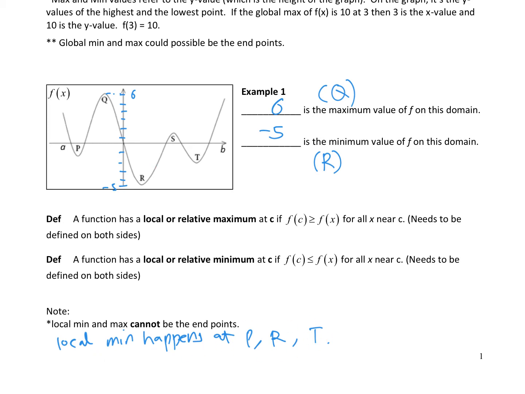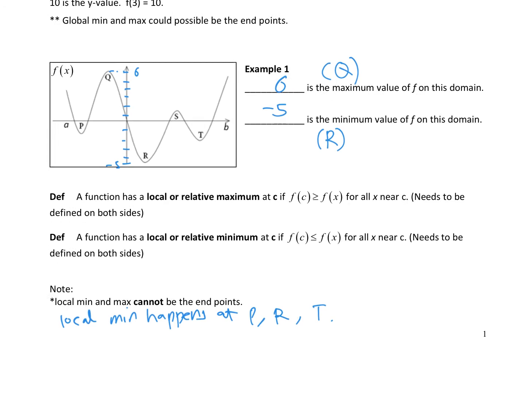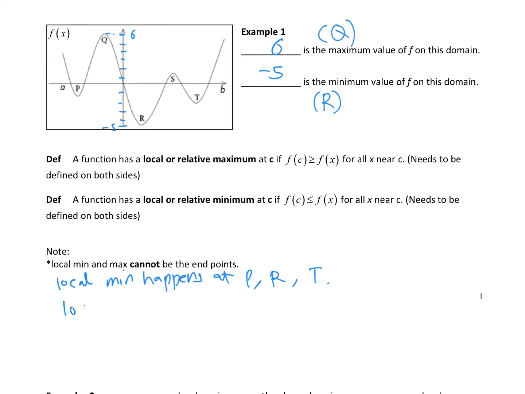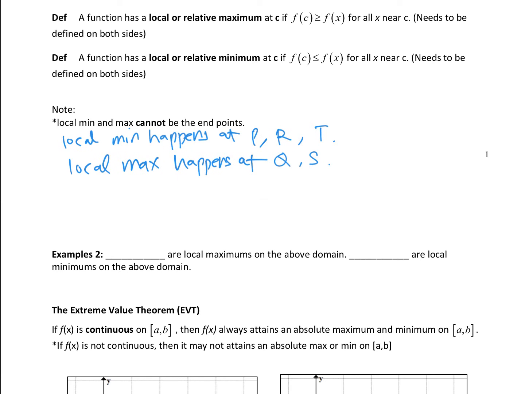And I can also say local max, let me move up a little bit. Local max happens at, so local max is the highest point around you. So Q, if you look around, you're the highest point around you. S, if you look around only this part, you're the highest point, right? So Q and S. Q and S, all right? That was basically example 2.